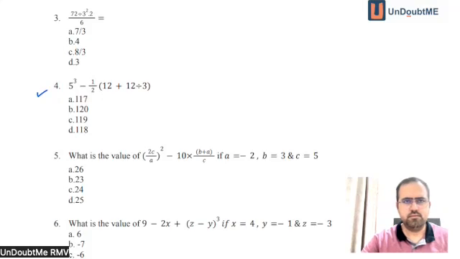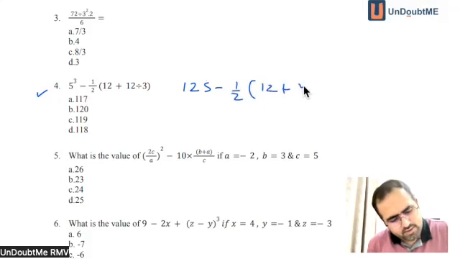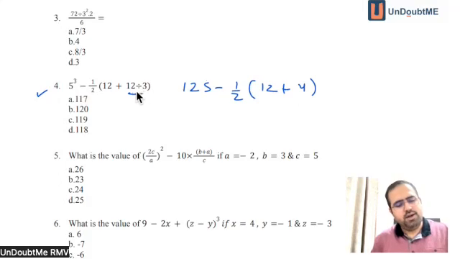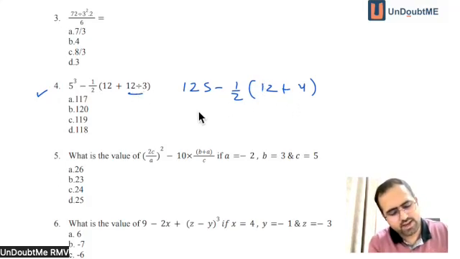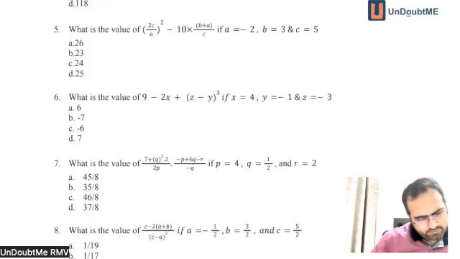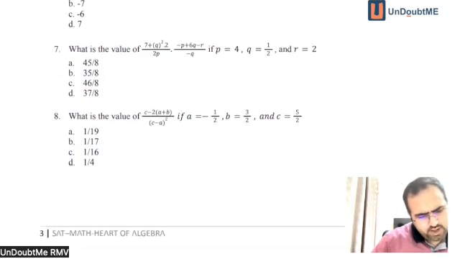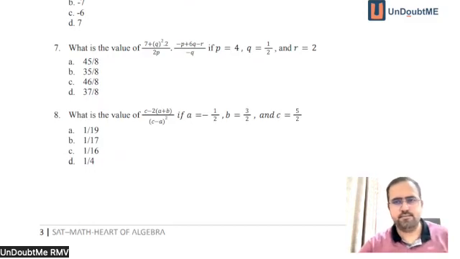Is it A? Okay, 5 cubed is 125 minus 1 by 2 times 12 plus 4. 12 by 3 will be 4, so it will be 16. 16 by 2 is 8. 125 minus 8 will be, yeah, it's correct. Okay, try the seventh question.